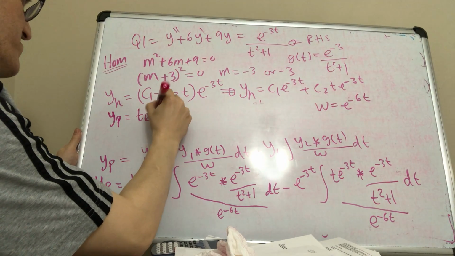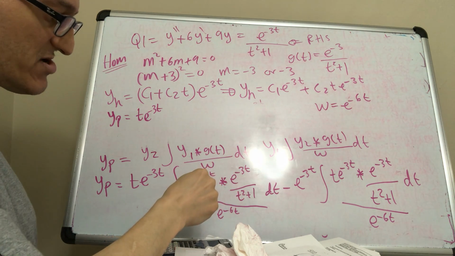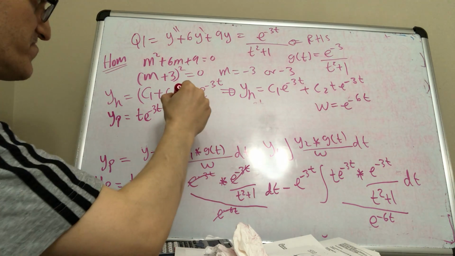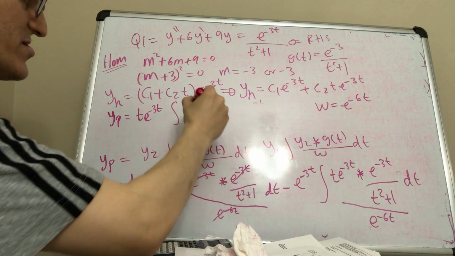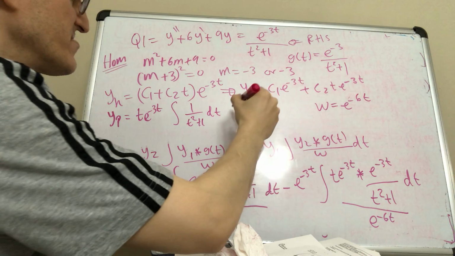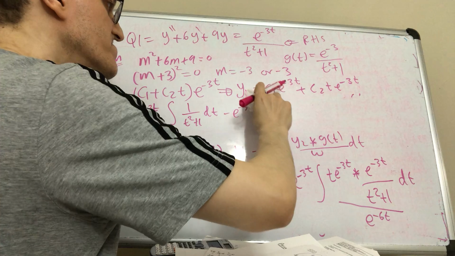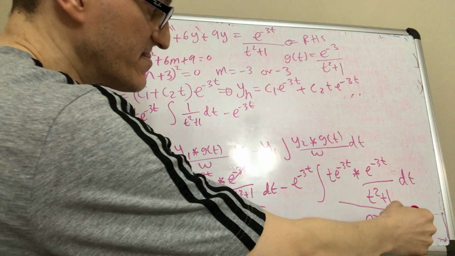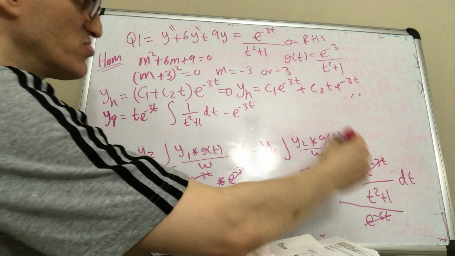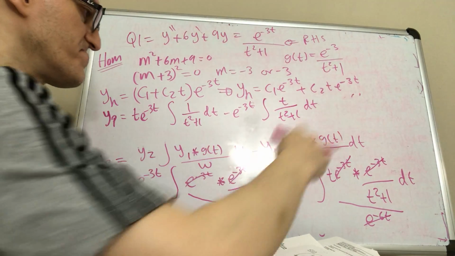Outside we have this. Now you notice that e times e, you add the exponents, it becomes e to the negative 6t and cancels with the bottom one. So now you're integrating just 1 over t squared plus 1. E to the negative 3t outside. Again, this will cancel with the multiplication. This one, you'll have t over t squared plus 1 dt.